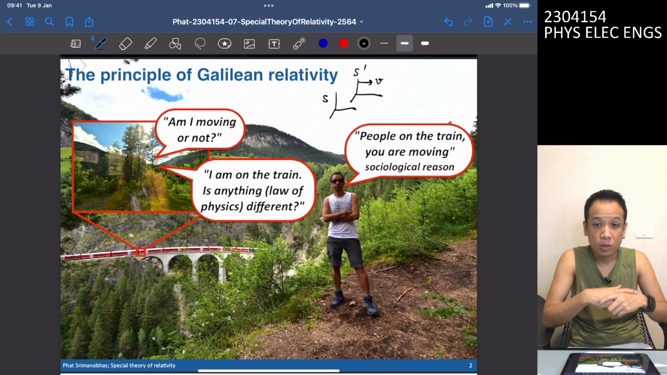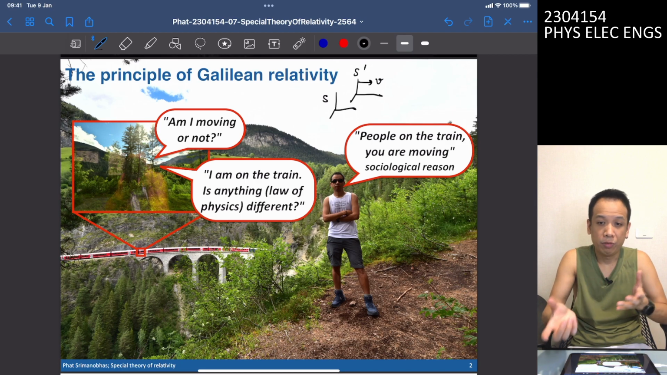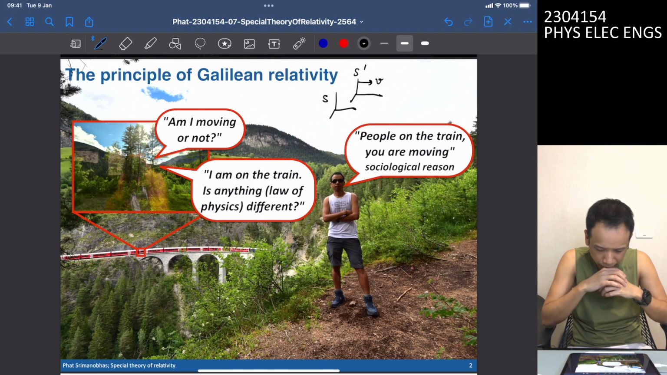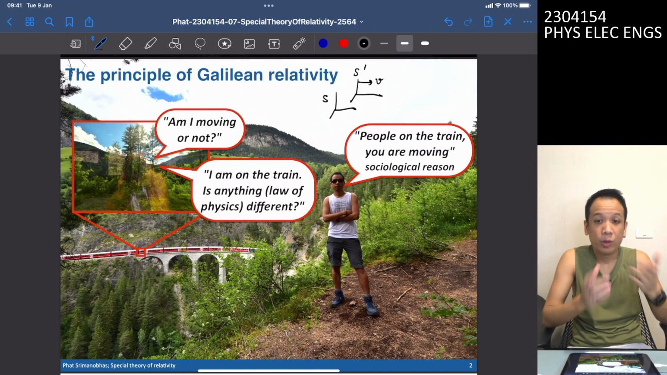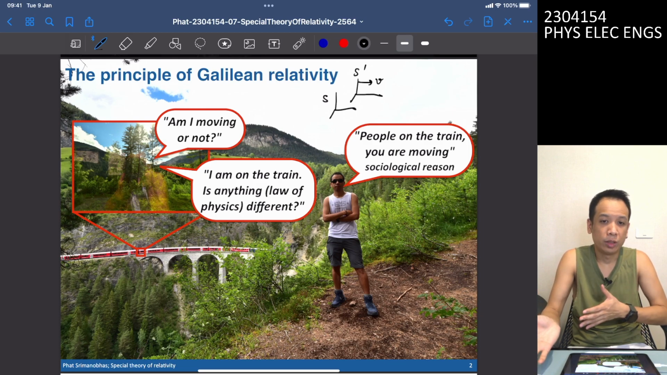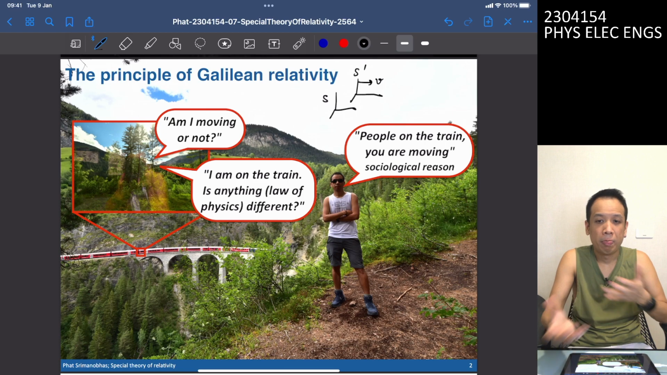So it's not possible to say which one is moving if both frames have constant velocity relative to each other. And when we say that I don't know whether I'm moving or the other one is moving, in physics it means that you cannot say which one has a different law of physics, because both frames will have the same laws of physics. They are no different at all.